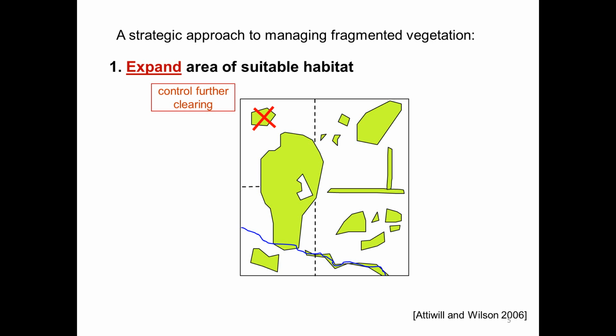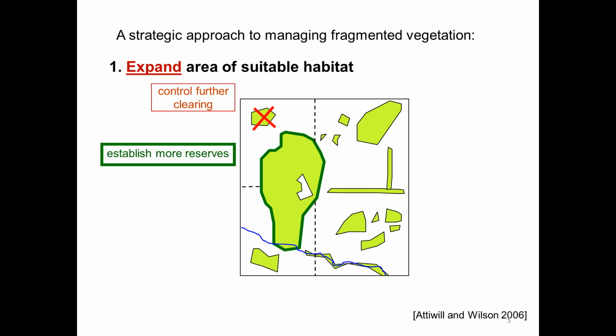So the first step here would be we can start by controlling further clearing. We can stop people taking away anything more than already is gone. That's an important first step, and one that often gets overlooked. The second thing we can do is establish more reserves. So we can take the remaining habitat areas we have and we can protect them. That becomes important as a part of controlling further clearing, because once we establish these areas as reserves, it's much, much harder for development to encroach upon them. It also gives us a legal basis for things like preventing hunting or development in or around these areas.